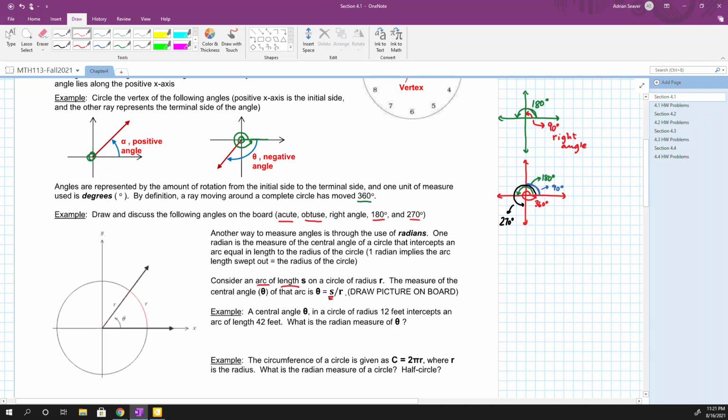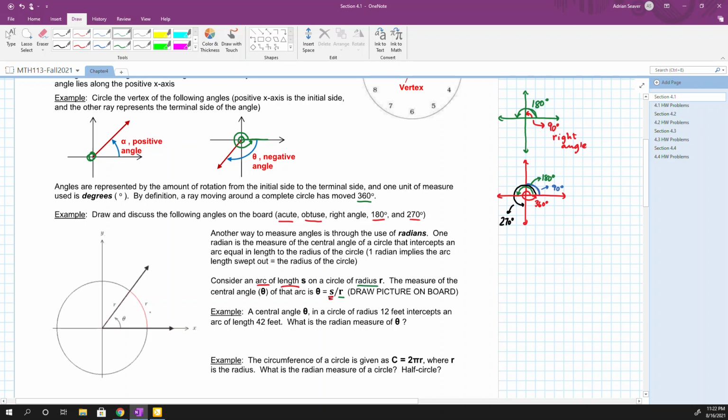It's a ratio of arc length to radius. So you have a circle. If you sketch out an arc length of S, and your radius is R, that theta is in radian measure at least. That gives you what your angle is in radians, right? So you can kind of see that over here.